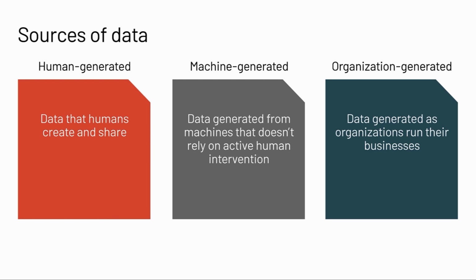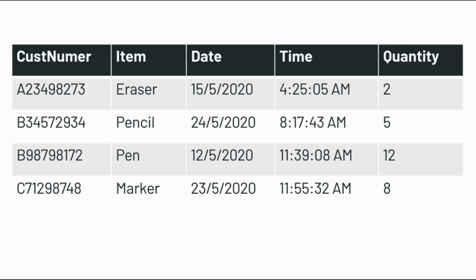This type of data, this organization-generated data, is often referred to as transactional data, and you'll hear that term frequently in the world of big data. Here's an example of transactional data. As you can see, we have a customer number, the item they purchased, the date and time they purchased it, and the amount they purchased.